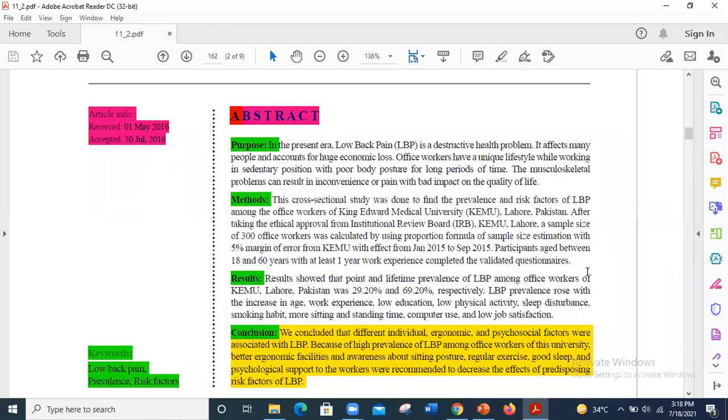Next is methods. If you are explaining the purpose of your research, you are supposed to have 1 to 2 lines on the explanation of your problem or your title. As you can see in this purpose, towards the end of the line he is saying that musculoskeletal problems can result in inconvenience or pain. He is explaining the title as well. You can explain your title in one line, two lines, but don't exceed so much. You are supposed to minimize the data over there.